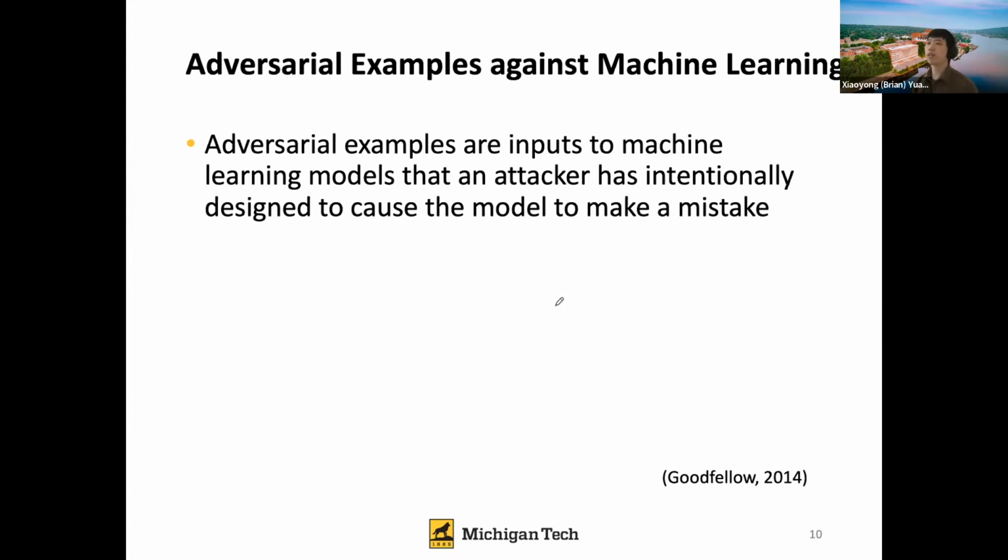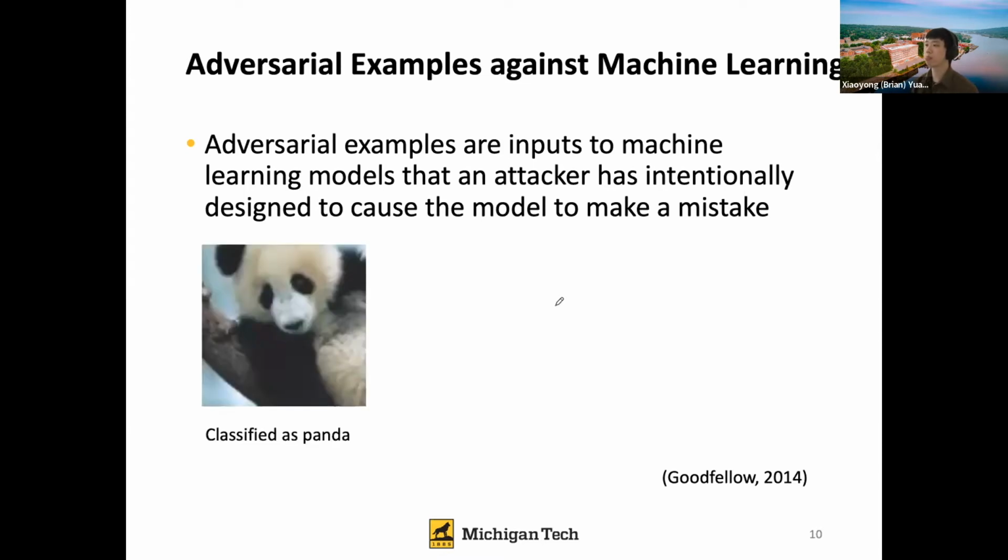One of the widely investigated problems in this area is called adversarial examples. Adversarial examples are inputs to machine learning models that an attacker has intentionally designed to cause the model to make a mistake. For example, suppose we want to train a model to do image classification.